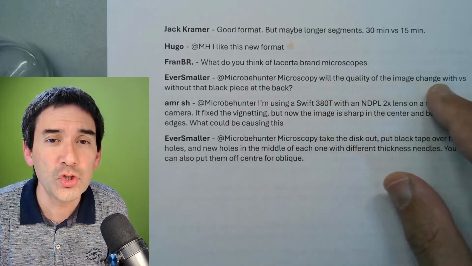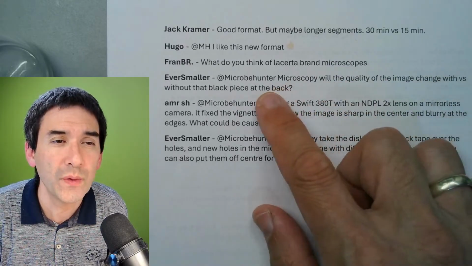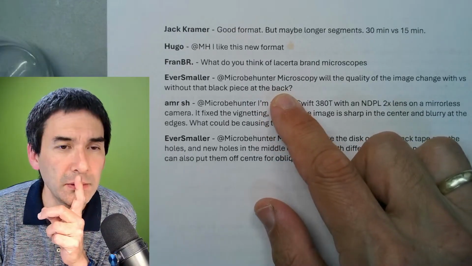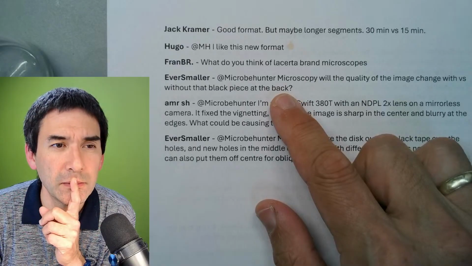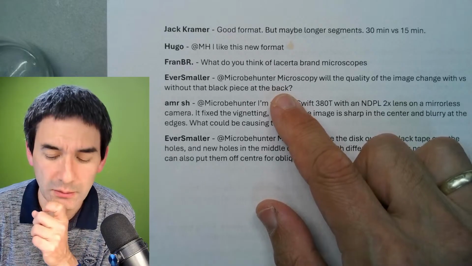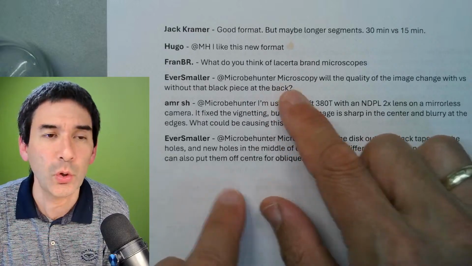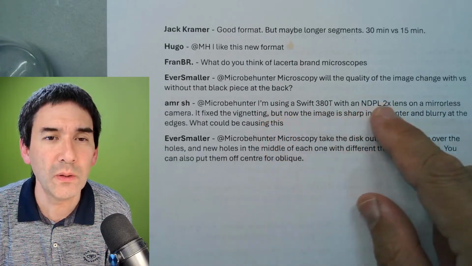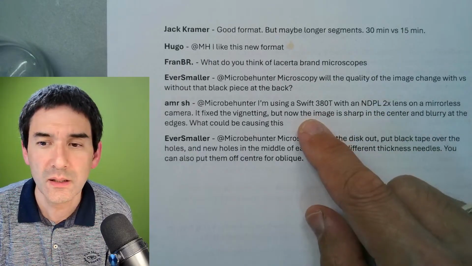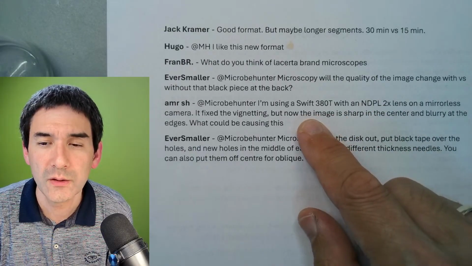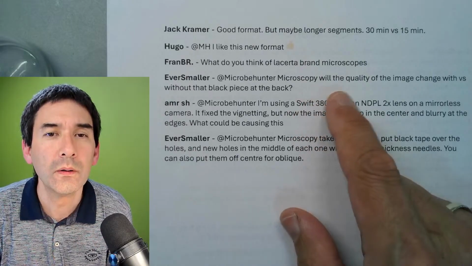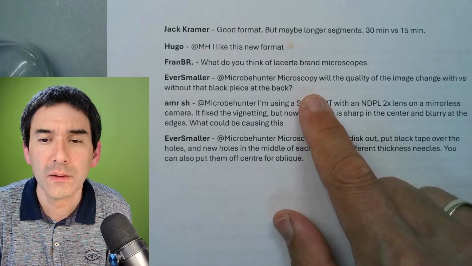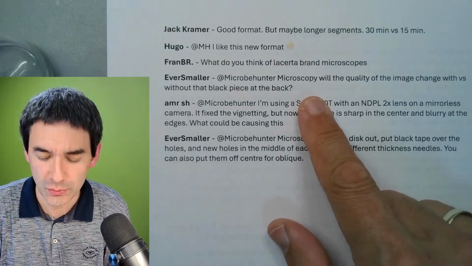Will the quality of the image change with or without the black piece at the back? The black piece at the back. I'm a little bit at a loss now. I've lost the context here a little bit. Fix the vignetting. Okay. When you had the objectives out. Quality of the image change with. When you had the objectives out.